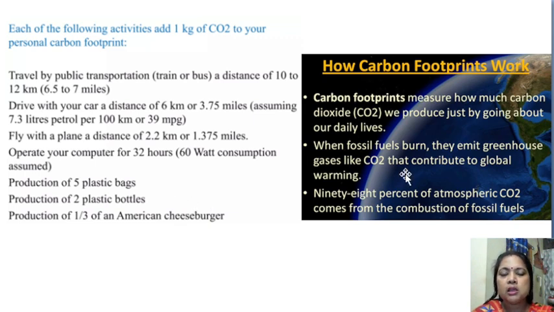Then let us discuss how carbon footprint works. So carbon footprints measure how much carbon dioxide we produce just by going about our daily lives. So when fossil fuels burn, they emit greenhouse gases like carbon dioxide that contribute to global warming, isn't it? And 98% of atmospheric carbon dioxide comes from the combustion of fossil fuel, as we know.